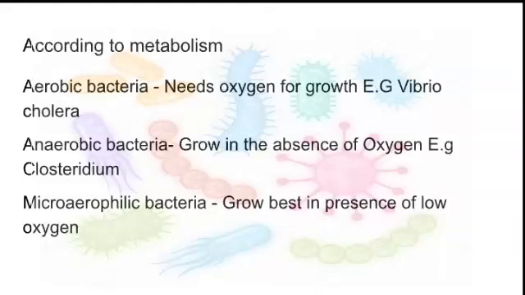The next one is microaerophilic bacteria. They grow in the presence of very low oxygen. There are some bacteria which grow in the presence of very minimal oxygen. They are called microaerophilic bacteria. So according to the metabolism, the bacteria is classified as aerobic, anaerobic and microaerophilic bacteria.